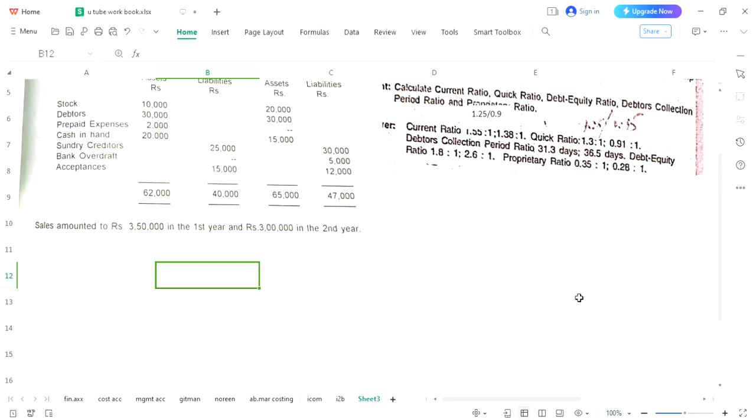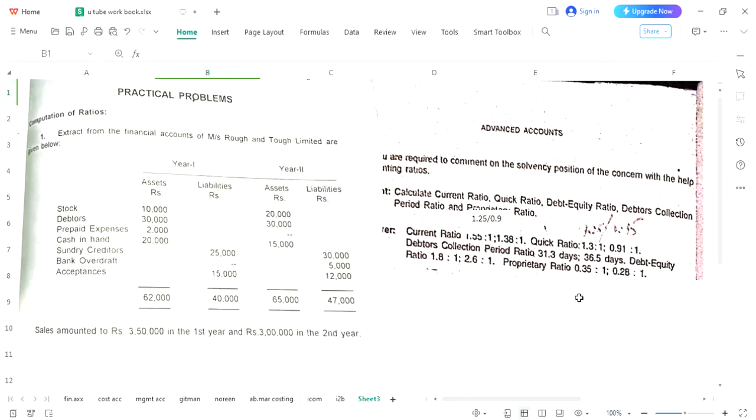Hey guys, hopefully everyone is doing well. Today's target is to solve question number 1. The chapter which we are related with is accounting ratios.